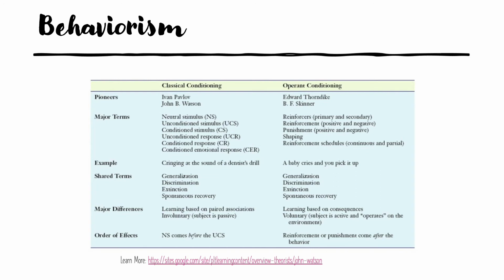Behaviorism has three prominent theorists: Pavlov, Watson, and Skinner. Behaviorism is a learning theory that emphasizes the predictable role of environment in causing observable behavior. There are two different approaches: classical conditioning and operant conditioning.